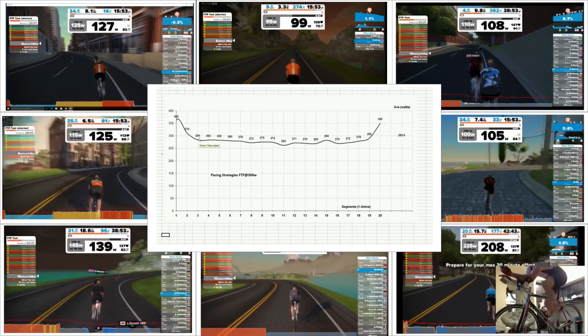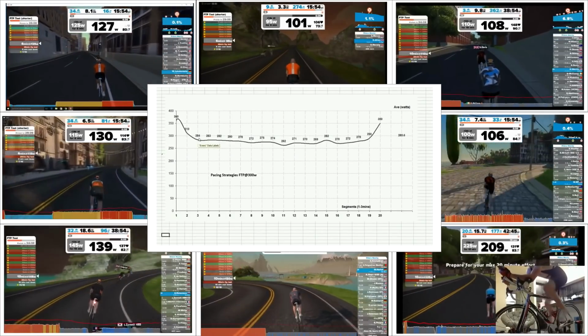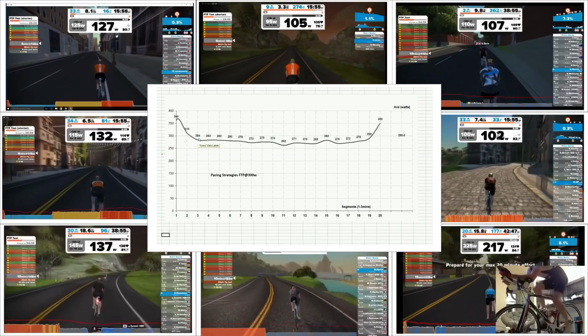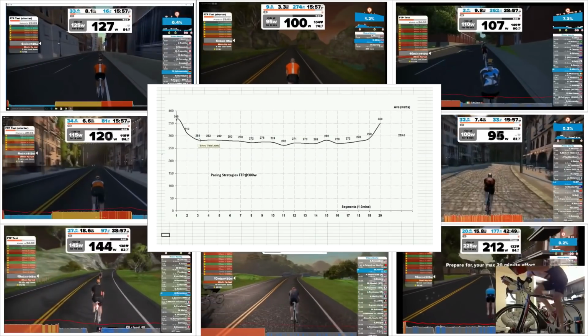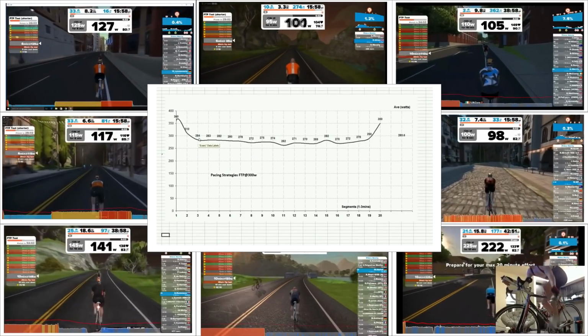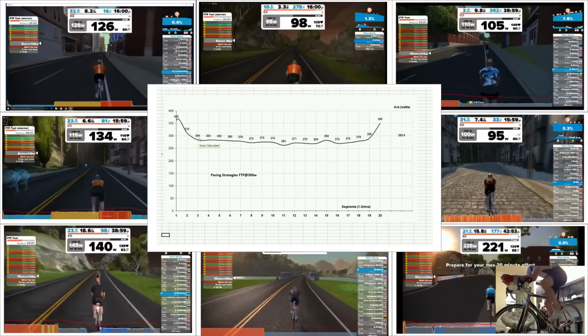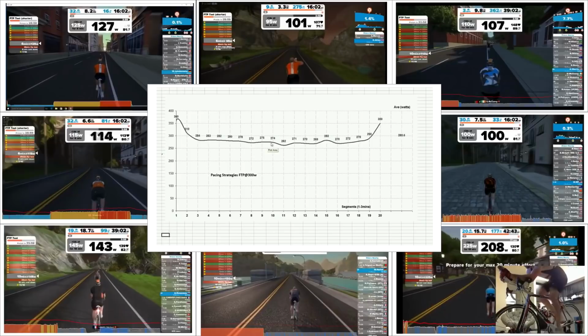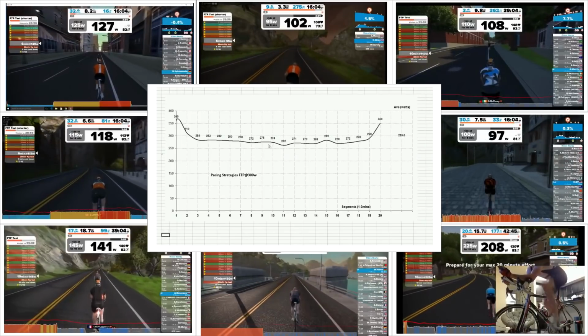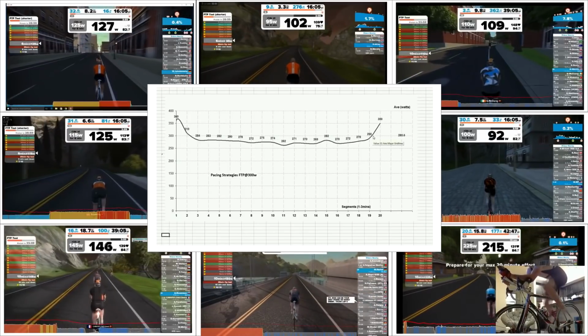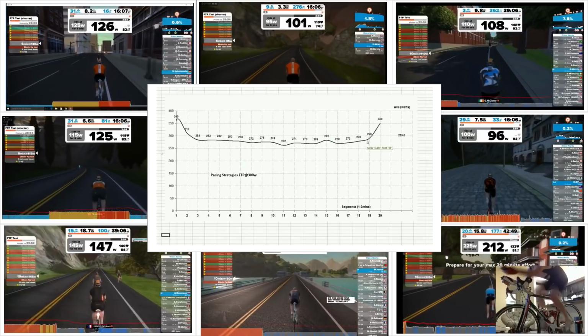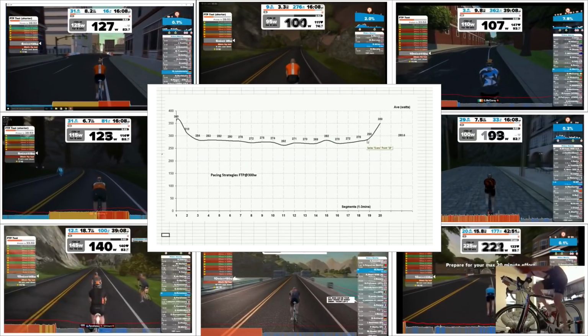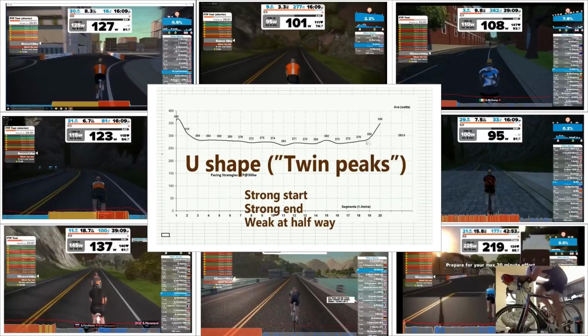But in fact, because of that very sharp start, they don't settle into 300 watts maintenance. They don't settle into that ideal kind of line. They are tracking just under that, around 5 to 10% under their FTP all the way through the event, and perhaps even struggling to hold that at midway. And this pattern of the peak at the beginning and a very similar peak at the end is sometimes called a twin peaks pattern or U-shaped pattern.